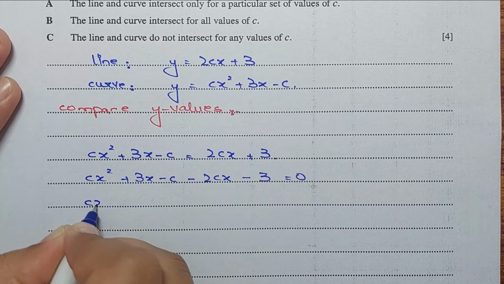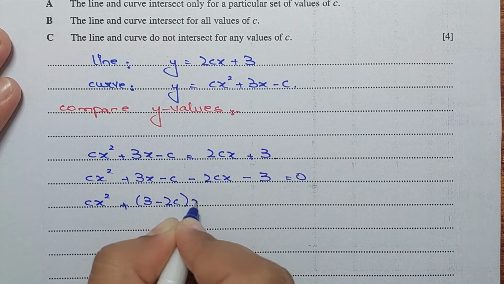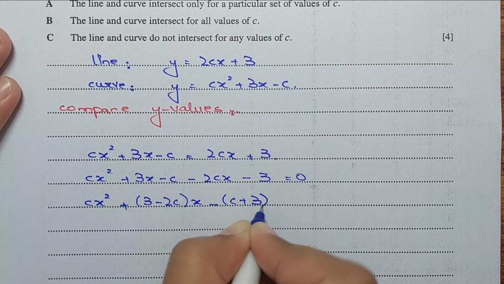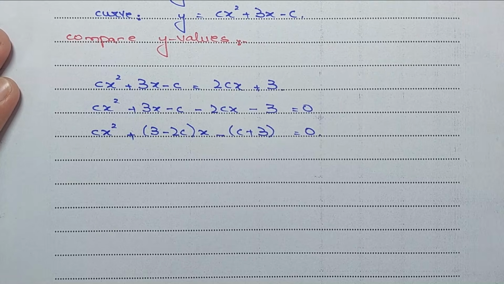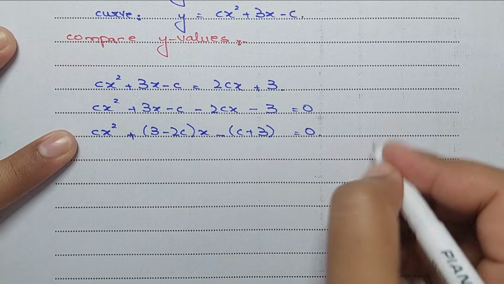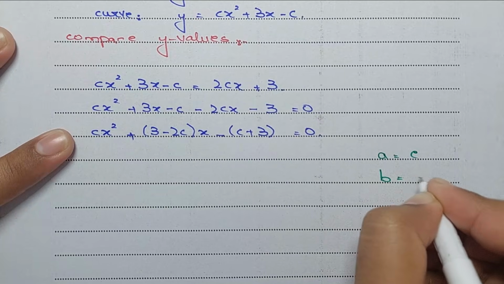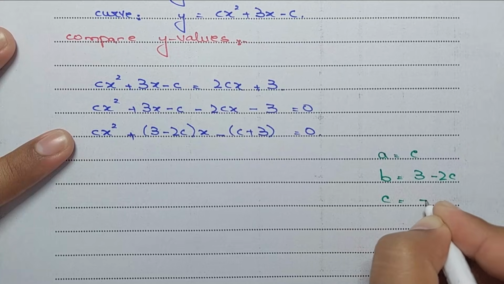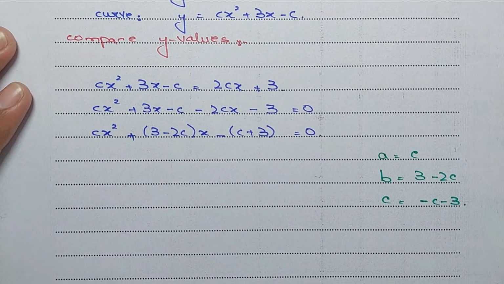So the x squared coefficient is c. The coefficient of x is 3 minus 2c, and the constants are negative c and negative 3, right? Now we need to figure out the discriminant. This is a quadratic equation. a is the coefficient of x squared, b is the coefficient of x, which is 3 minus 2c, and c is the constant term, which is minus c minus 3. Now we need to check the discriminant. What is the value of the discriminant?